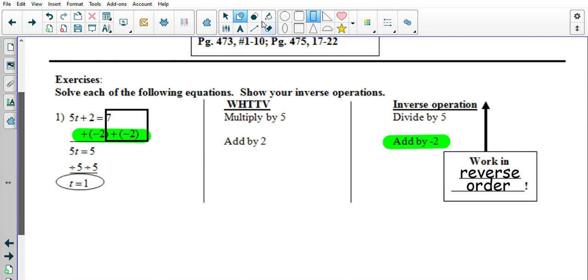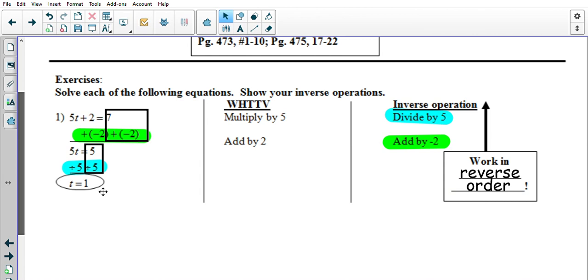And then I do my second inverse operation. Remember, I work bottom to top. That's going to be to divide by 5. So I'm going to divide both sides by 5 here. This is going to leave me with 1t, or just t, and I'm going to plug into my calculator or do this mentally, 5 divided by 5. Let me slide that over a bit so we can see our division symbol. So we do 5 divided by 5, and our solution is 1.